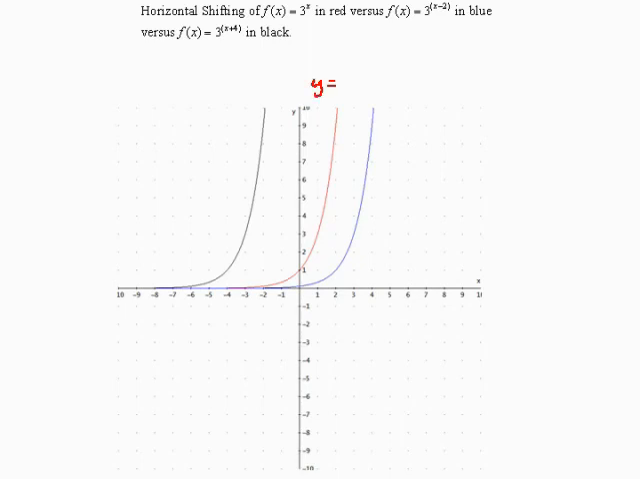Just a little good exam review from previous sections. y equals 3 to the x. There's my base one here. Now, in blue, look what happens if I put y equals 3 raised to the x minus 2 power. It's the old horizontal shift, the direction you don't expect, 2 units that way. And going back to black here, y equals 3 to the x plus 4 power shifts 4 units horizontally that way.